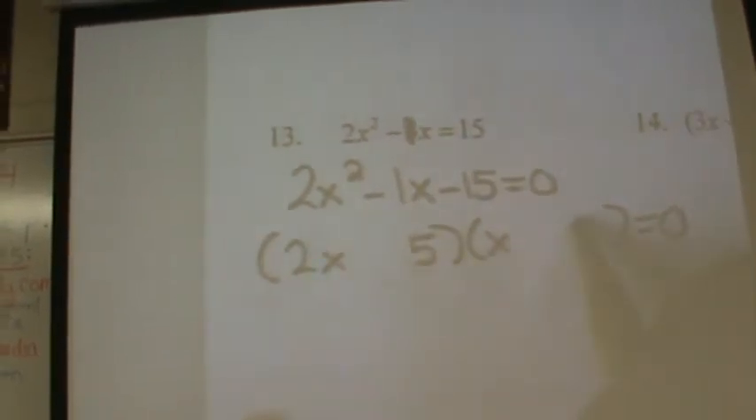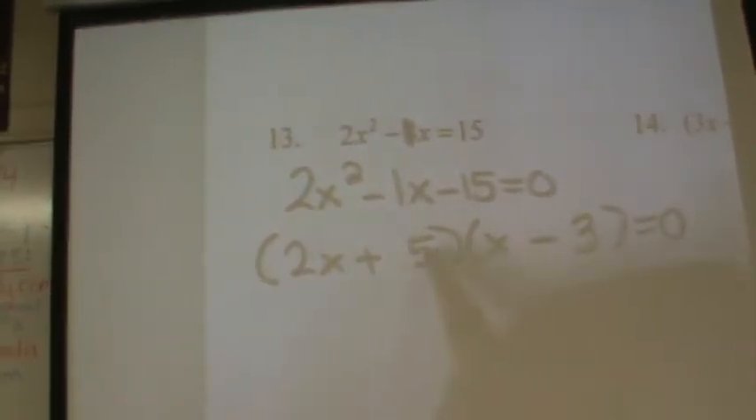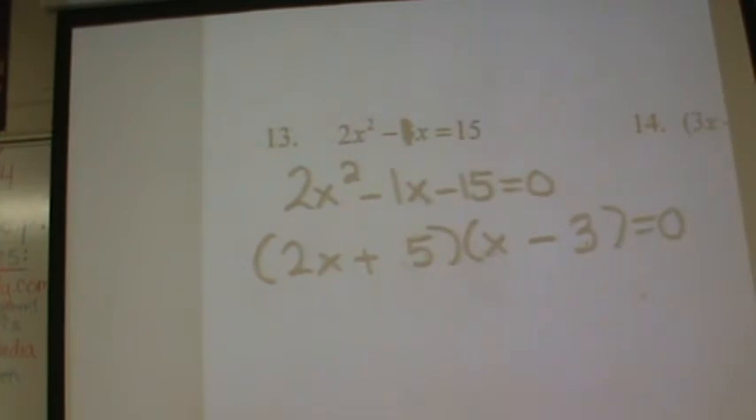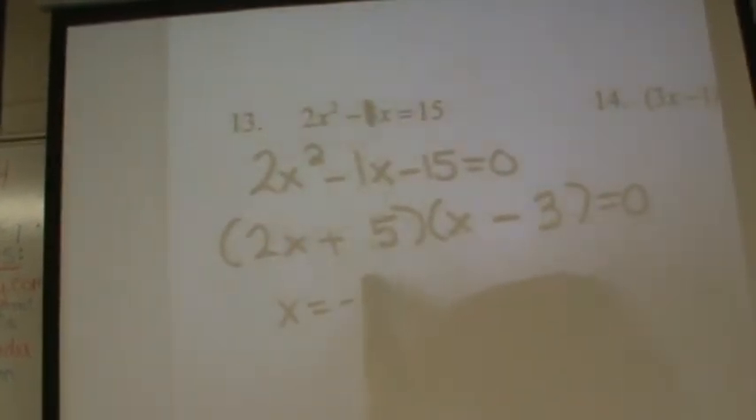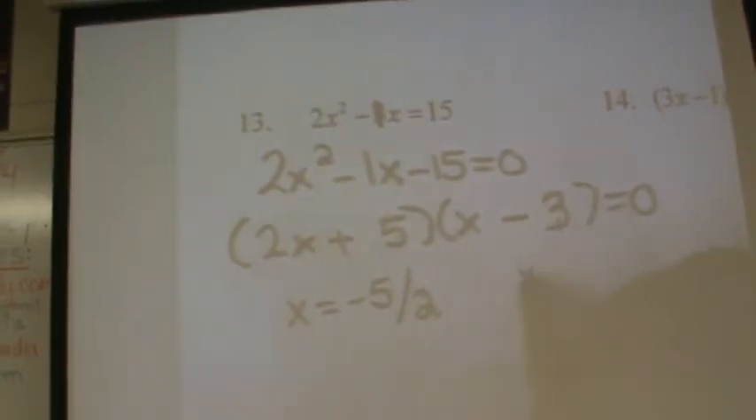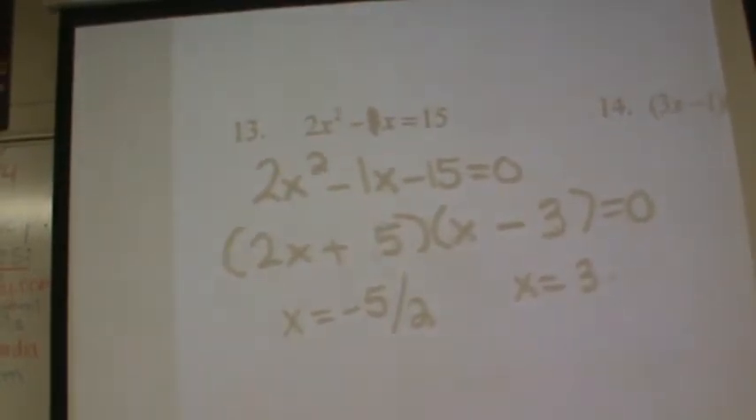Put a 5 here and a 3 here. If I multiply these two out, you get 6 and 5. If I subtract them, I get my 1. So I'm going to make this a negative and that a positive, because that's going to give me negative 6x plus 5x, which is my negative 1x. What are my two answers? Negative 5 and 3. Questions?